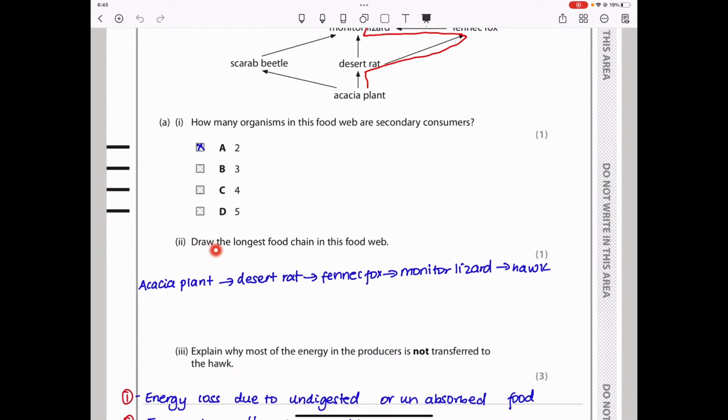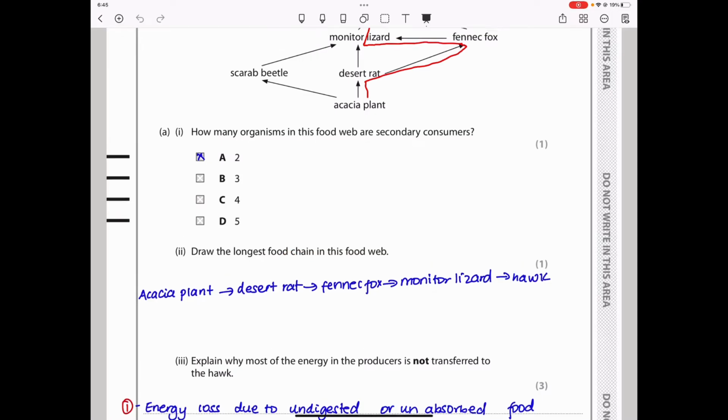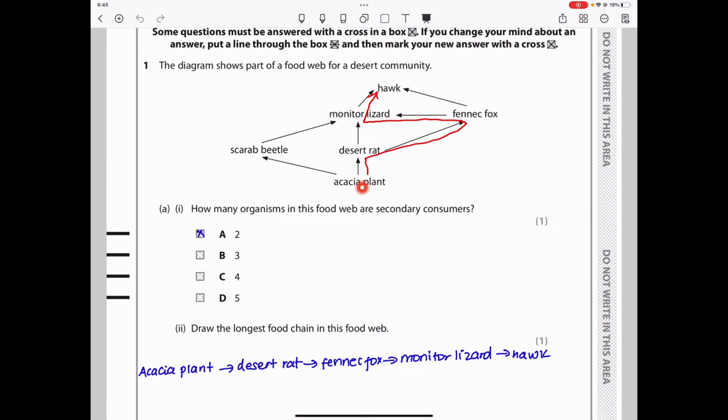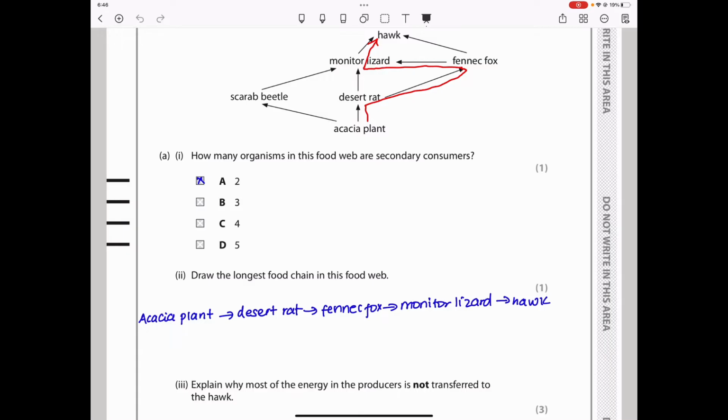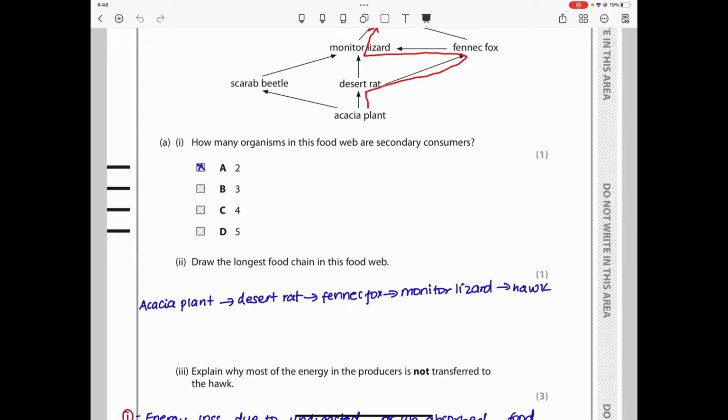They say, draw the longest food chain in this food web. The longest food chain is that, to that, to that, to that, and to that, as you can see here. The key thing in drawing a food chain is the arrow has to point to the thing that eats the other. So in this case, the acacia is eaten by the desert rat. That's why we see the arrow points towards the desert rat. And then here, the fennec fox. The desert rat is eaten by the fennec fox, which is eaten by the monitor lizard, and so on. So the arrows have to be pointing in the right direction for you to be able to get the mark for that.